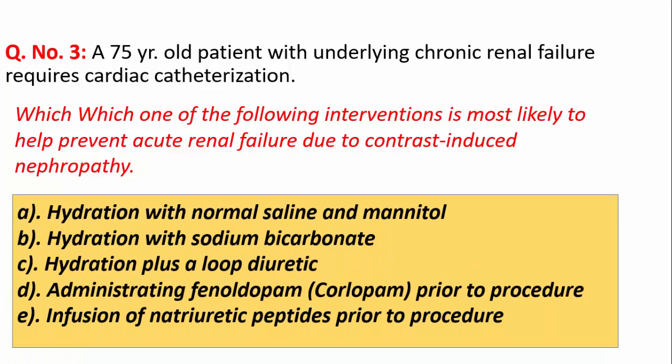So the patient has chronic renal failure, and now he requires cardiac catheterization. The question is asking which type of intervention we have to use to prevent acute renal failure due to contrast-induced nephropathy, because the contrast will be used in his cardiac catheterization.